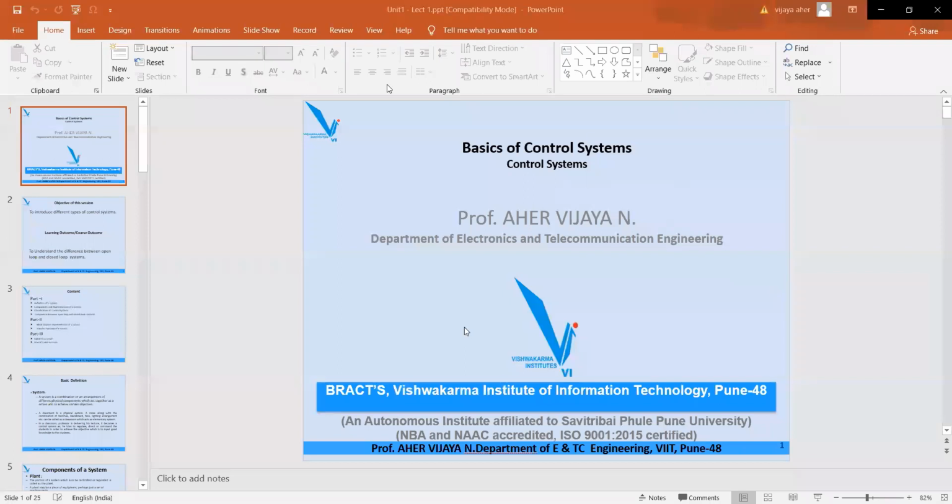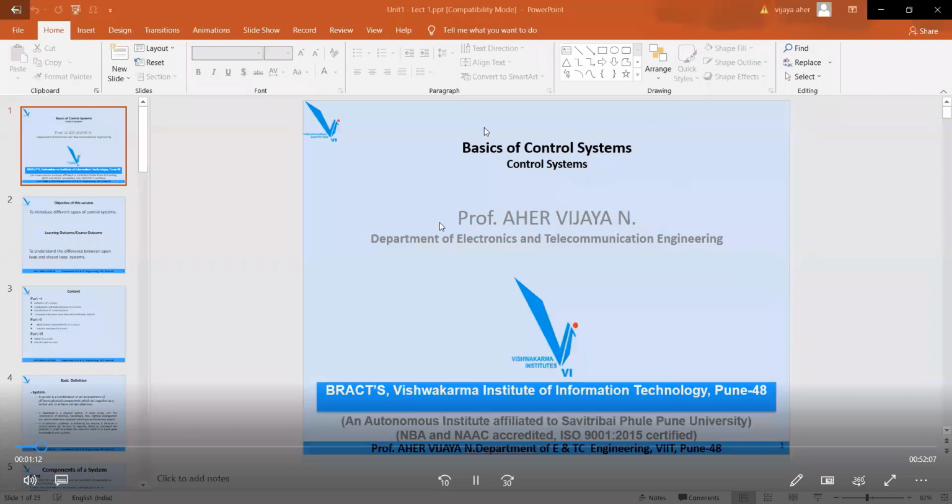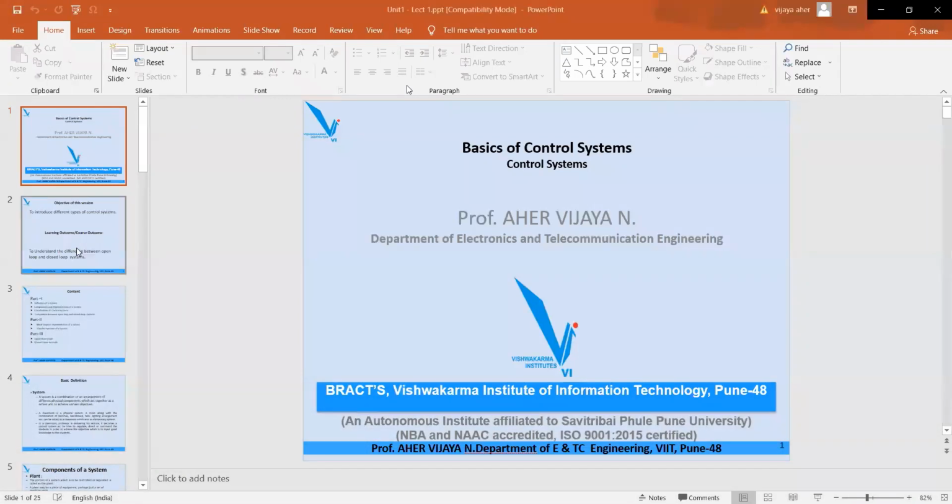Today we'll start with Unit 1, that is Introduction of Control System, Basics of Control System. I'm Professor Vijaya from the ENTC department, going to handle your subject Control System within this semester, theory as well as practical. So before starting, you should know, I already told you the objective of the course, then outcomes as well.